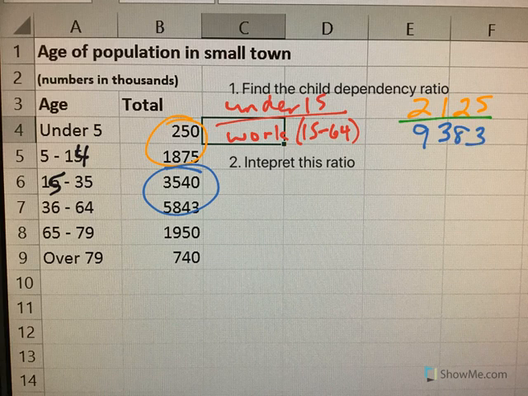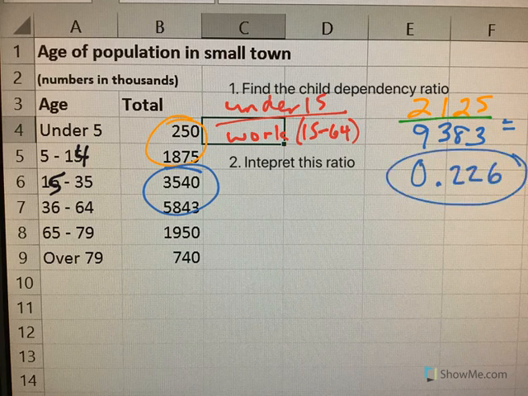So if I divide those two, we're going to go to the nearest thousandths. I end up with 0.226. And this is my child dependency ratio. Now, what does this mean? Well, initially we can put it over 1. And so, remember, the top number is the children, the bottom number is workers.